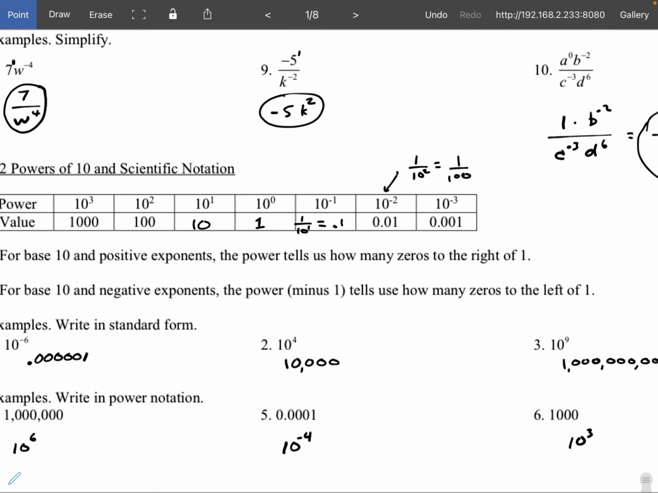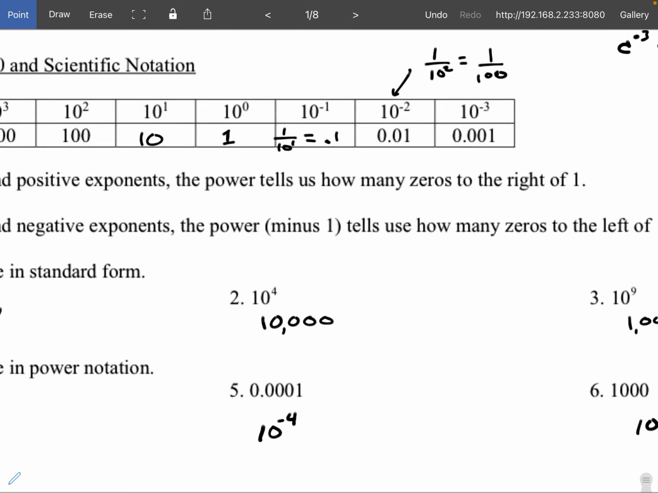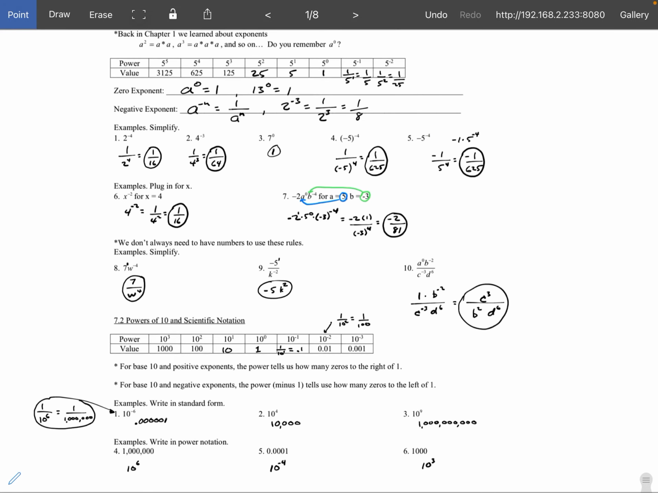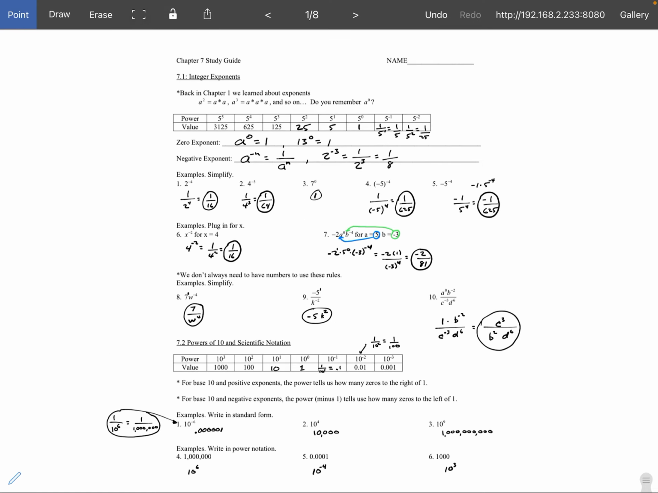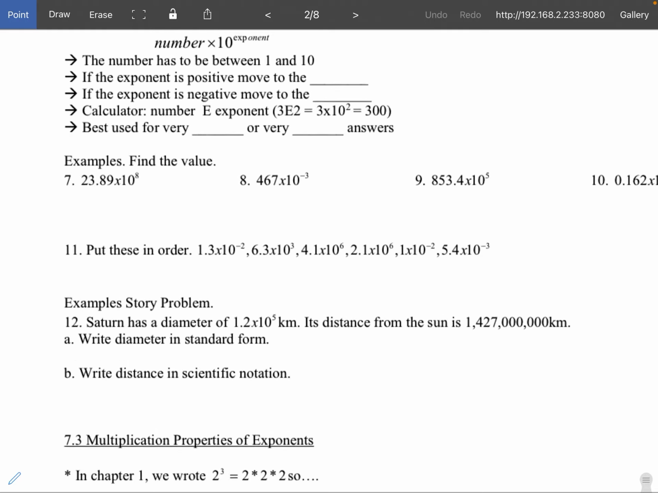All right, so then let's see, what do we got here? Is that it for that page? Yes. Okay, so we got to flip it over. So flip it over.